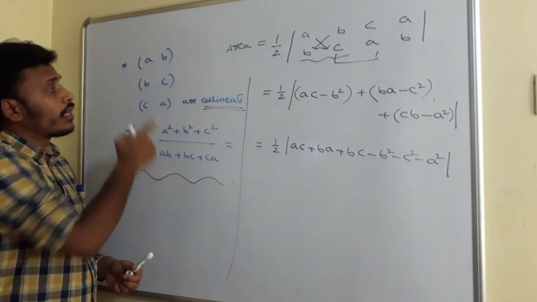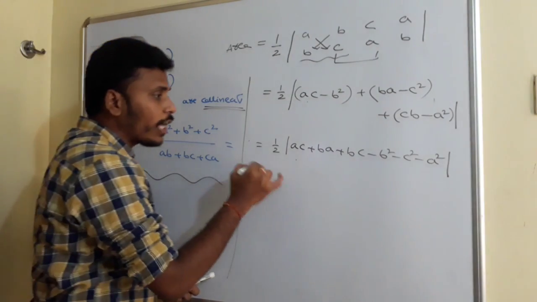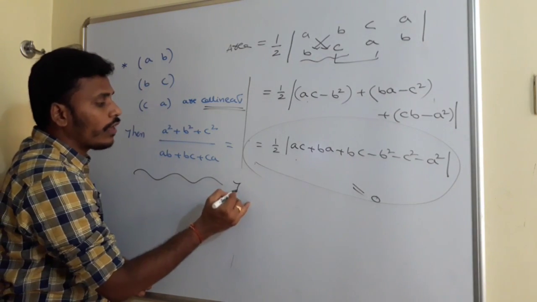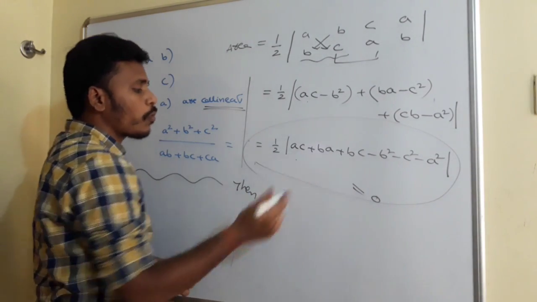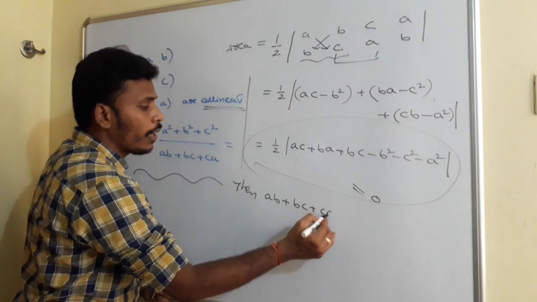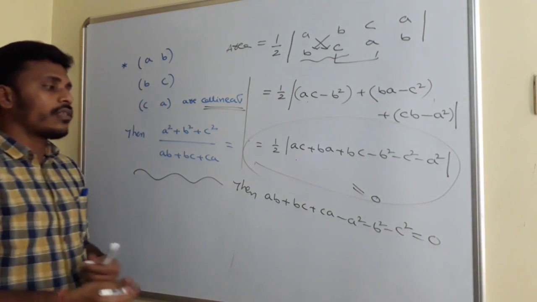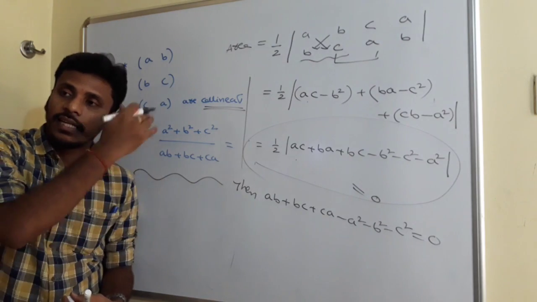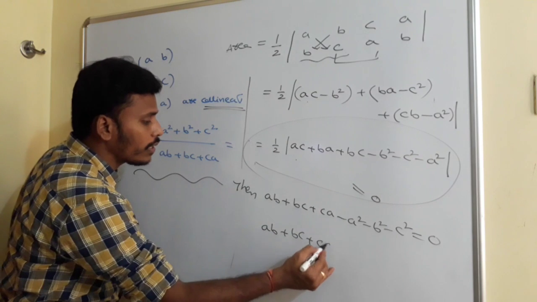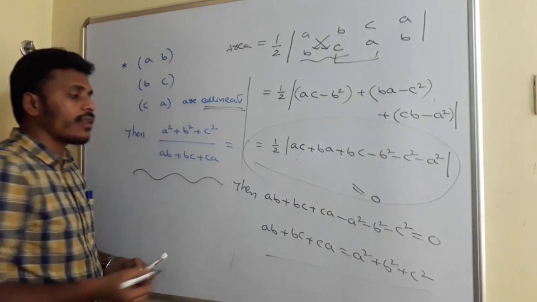But as given, these 3 points are collinear, so the area is 0. Whenever this value is 0, then surely the value in this modulus is also 0. So if you rewrite it like this, AB plus BC plus CA minus A square minus B square minus C square is equal to 0. Now you just send A square plus B square plus C square to that side. Then you have AB plus BC plus CA is equal to A square plus B square plus C square. These two things are equal.